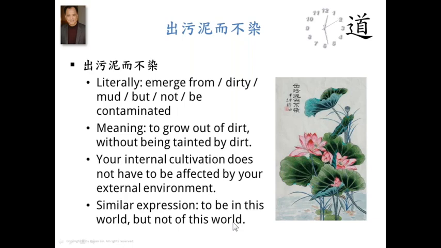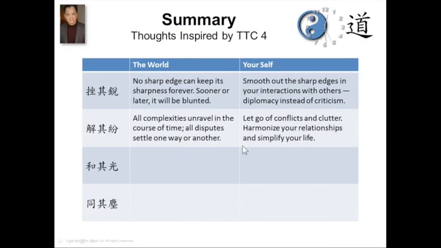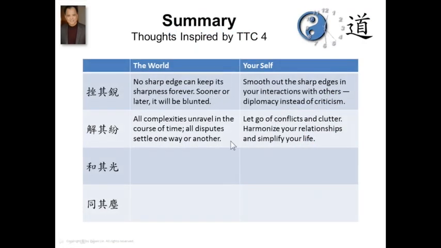So we are now getting close to the end of our talk together today. I'd like to ask you to hang on to the image of the lotus as I jump ahead to the end. Previously, we talked about the first two items: to blunt the sharpness and to unravel the knot, which was to resolve disputes or to simplify complexity. Today, we covered 和其光, to dim the glare.